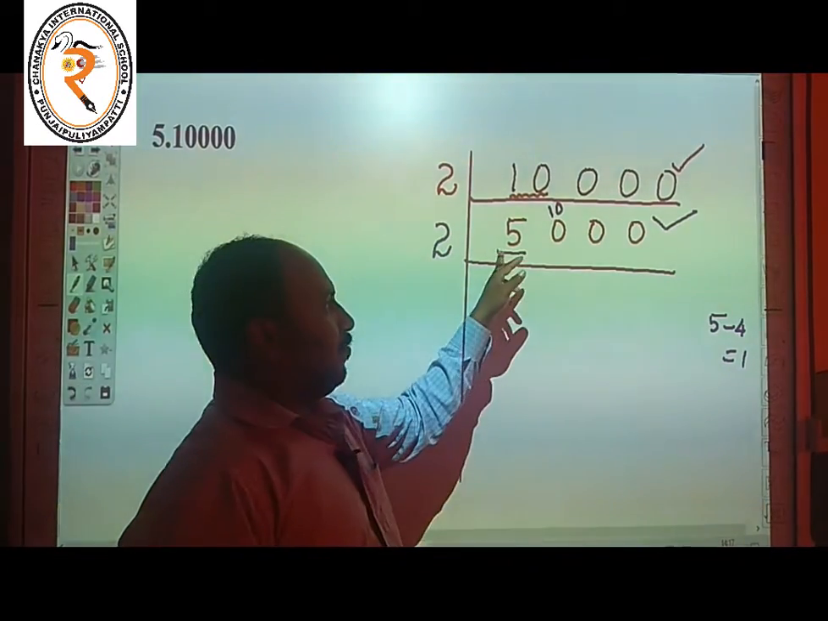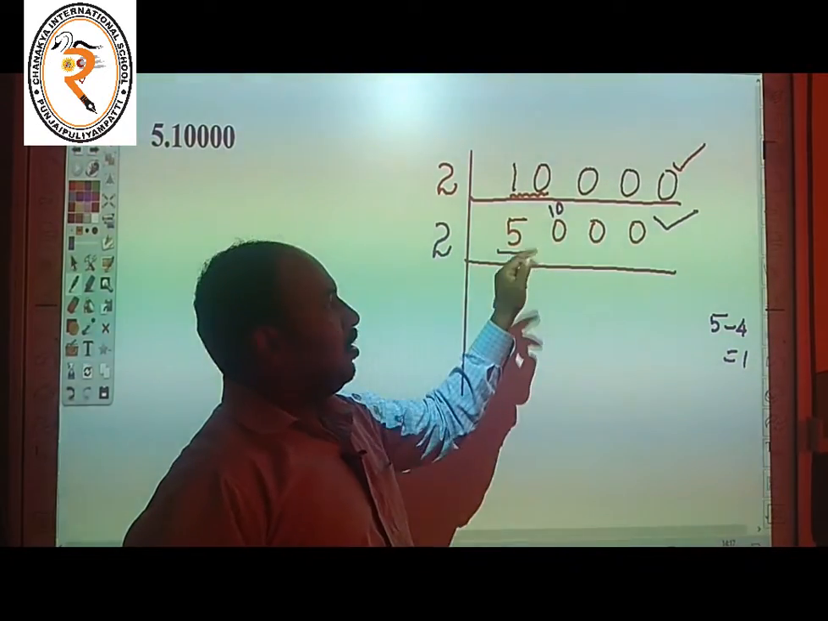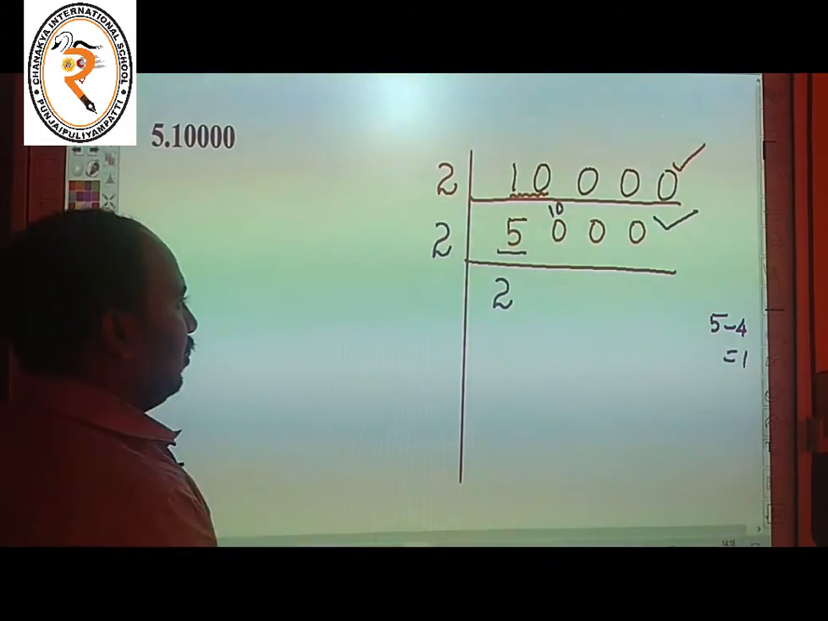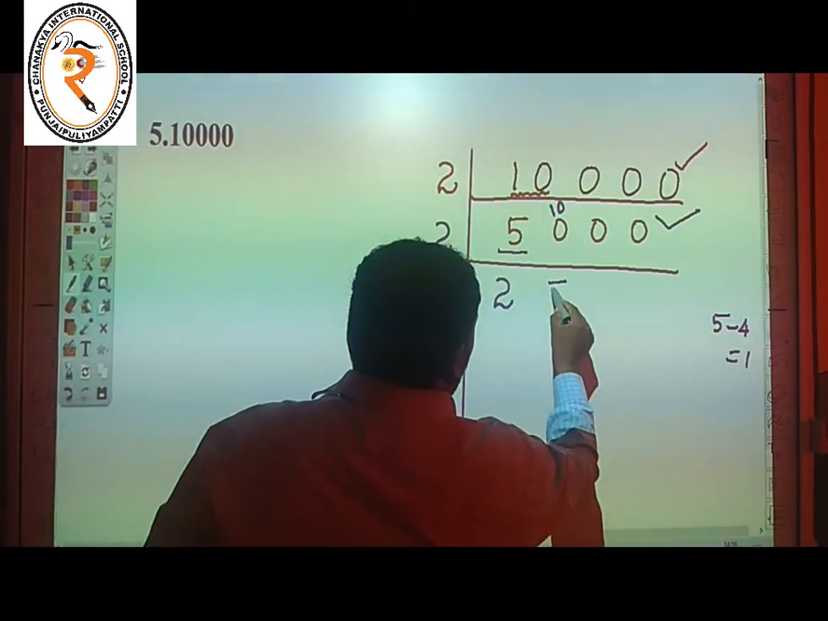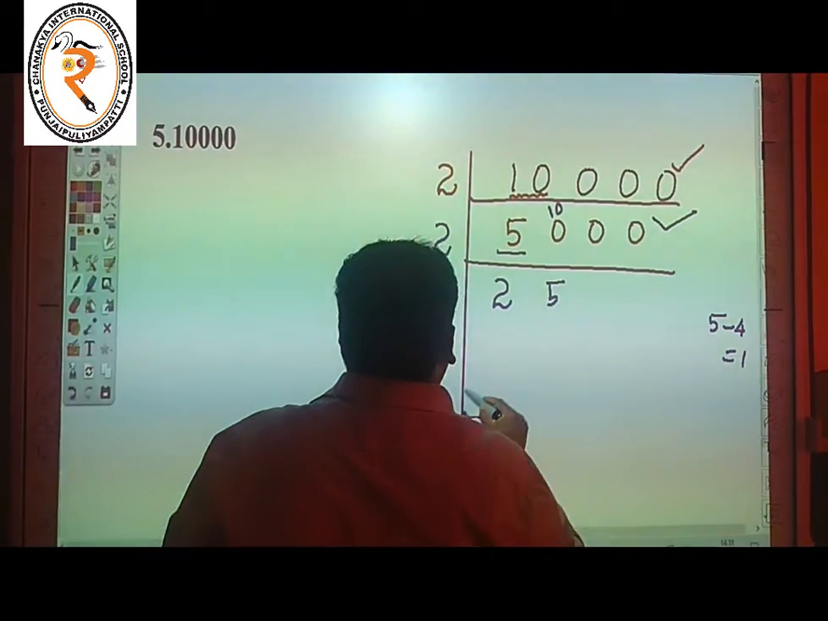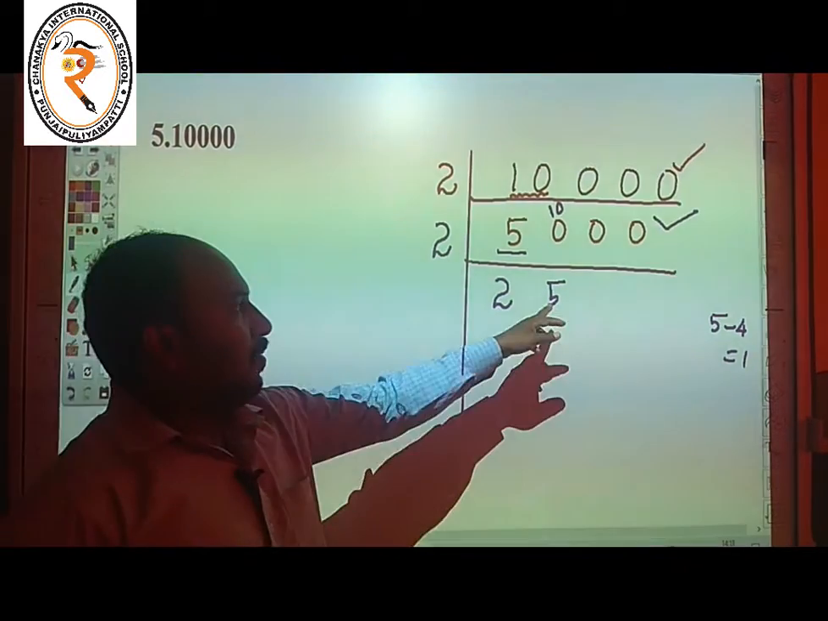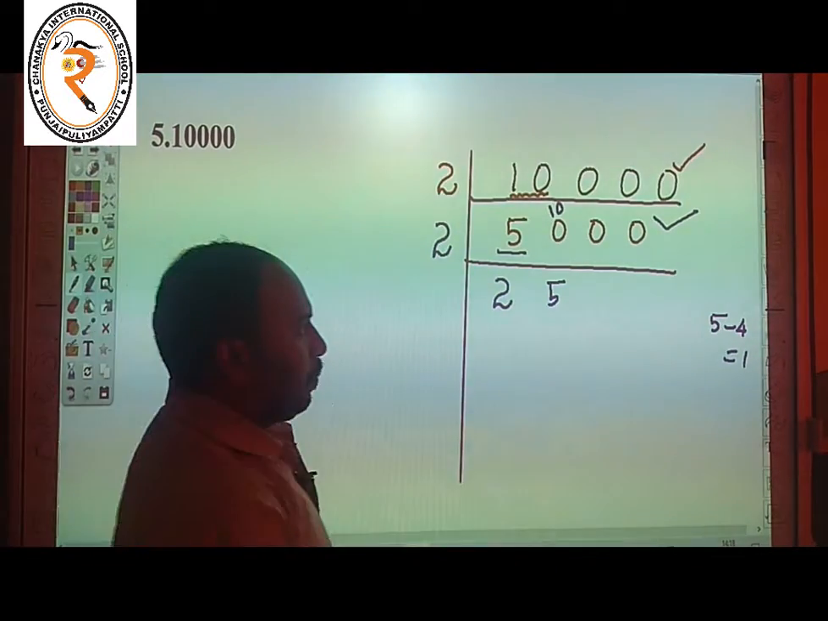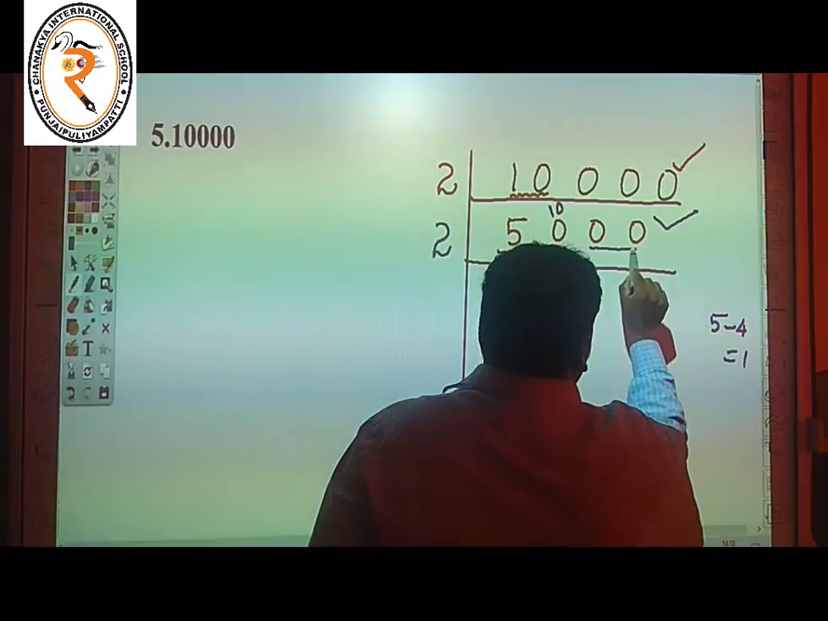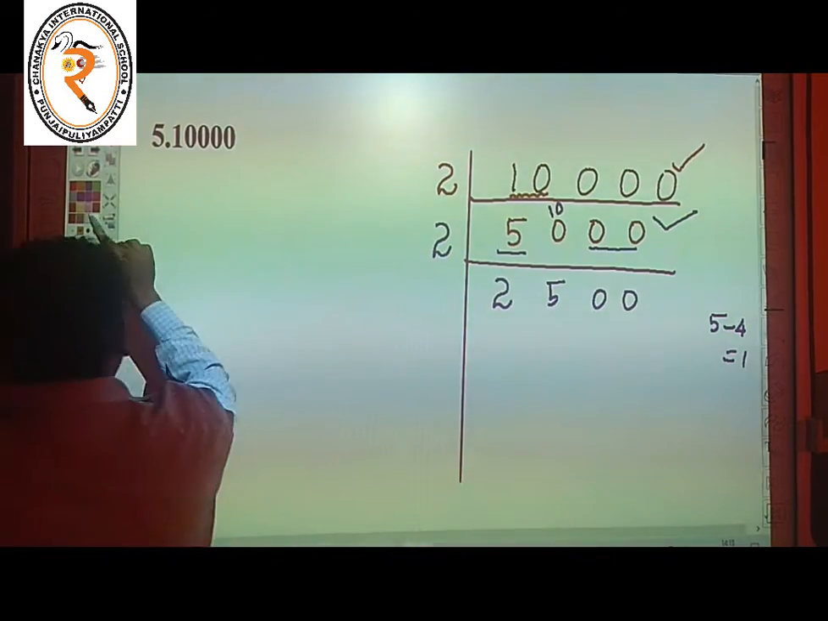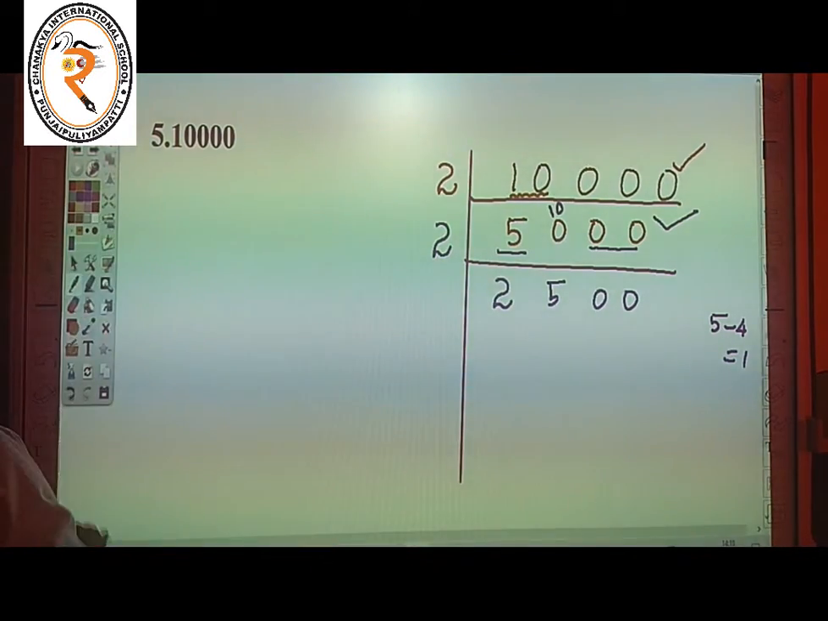5. 2 twos are 4. 5 minus 4 is equal to 1. Here 0 is there, so 10. So 5 into 2, 5 times, is equal to 10. The remaining 2 zeros: 0, 0.